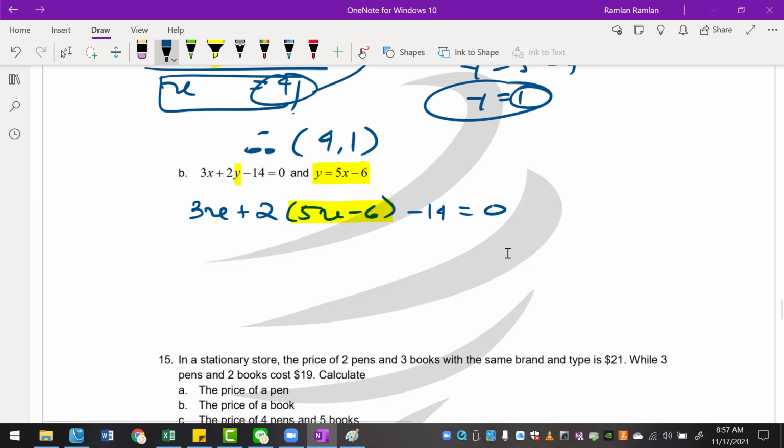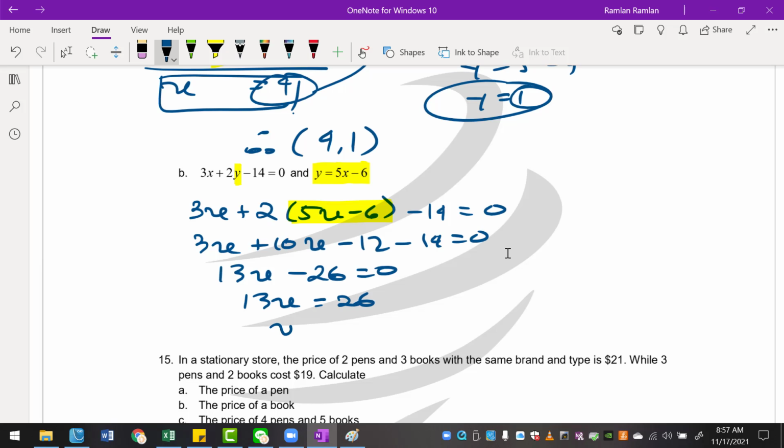So I can expand that bracket, which becomes 3x plus 10x minus 12 minus 14 equals 0. So we'll get 13x minus 26 equals 0. So 13x equals 26. So x equals 26 over 13, and that will be equal to 2, right?